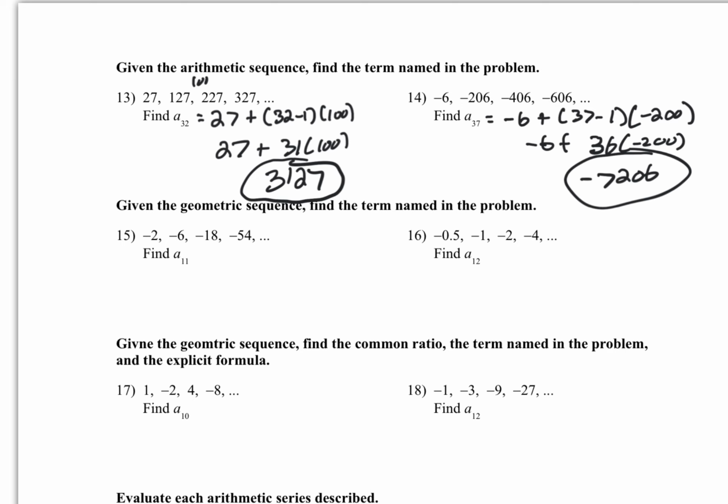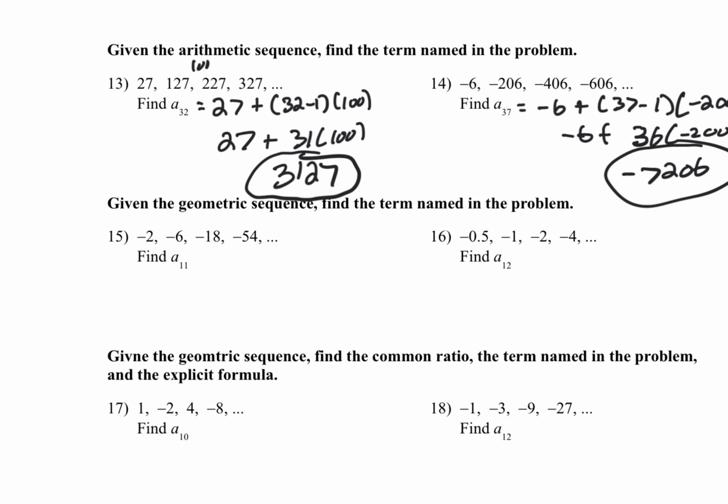Given a geometric sequence, so we've got now geometric sequences, we're going to find the term. So a formula for this is equal to our first term, which is negative 2, times our ratio. So to find the ratio, negative 6 divided by negative 2, which is 3. So that's going to be 3 to the 11 minus 1. So it's negative 2 times 3 raised to the 10th. Negative 118,098.